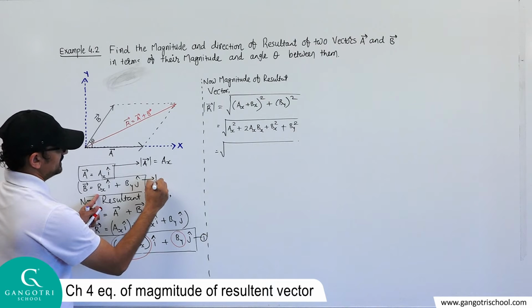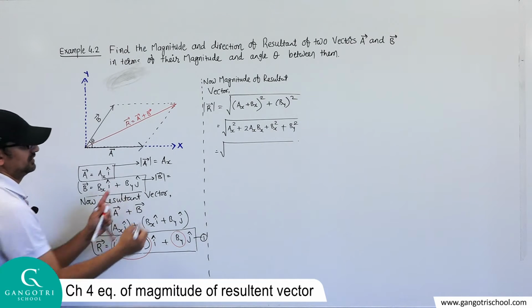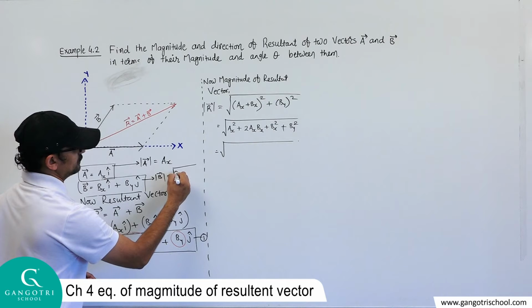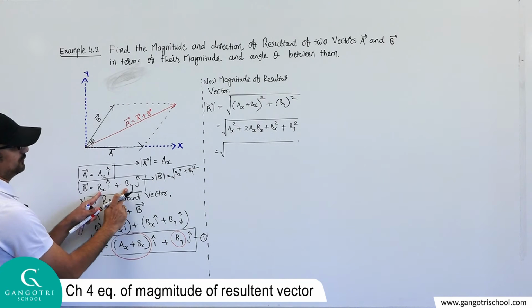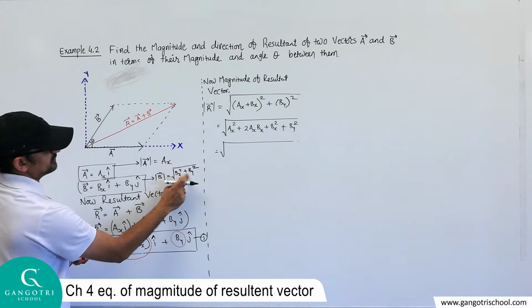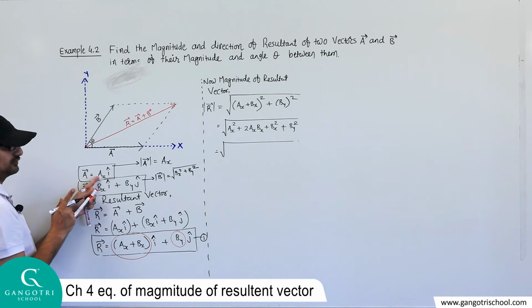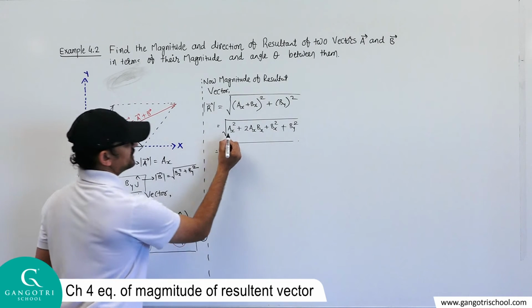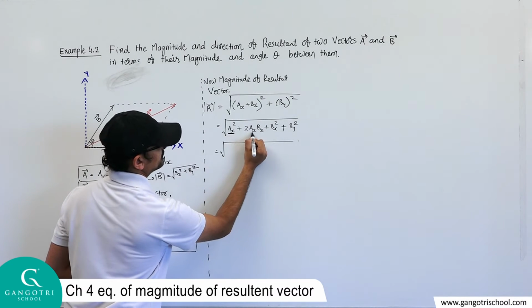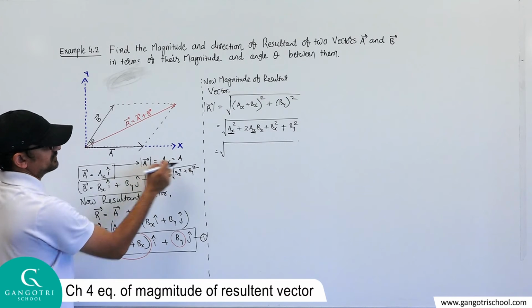And here, what is the magnitude of vector B? Vector B has two components. The magnitude of vector B means the square root of B_x square plus B_y square. The square root of the sum of the squares of the components gives the magnitude of vector B. And since vector A has only one component, that is the magnitude of vector A. So here instead of A_x, we can write only A also. Without an arrow, it's a magnitude.